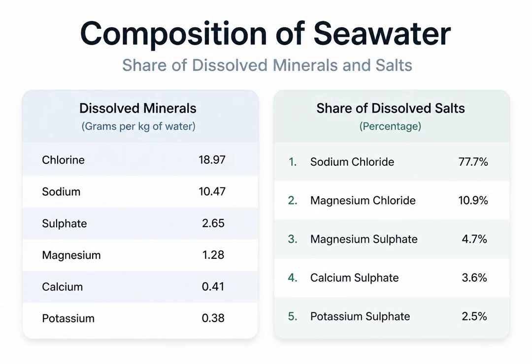When we say salt, we aren't just talking about table salt. Seawater is a complex chemical soup. If we look at the dissolved minerals per kilogram of water, chlorine is the most abundant, at 18.97 grams, followed by sodium at 10.47 grams. We also find sulfate, magnesium, calcium, and potassium in smaller amounts. When these ions bond, they form various salts. Sodium chloride is by far the most dominant, making up 77.7% of the dissolved salts. This is followed by magnesium chloride at 10.9%, and smaller percentages of magnesium sulfate, calcium sulfate, and potassium sulfate.